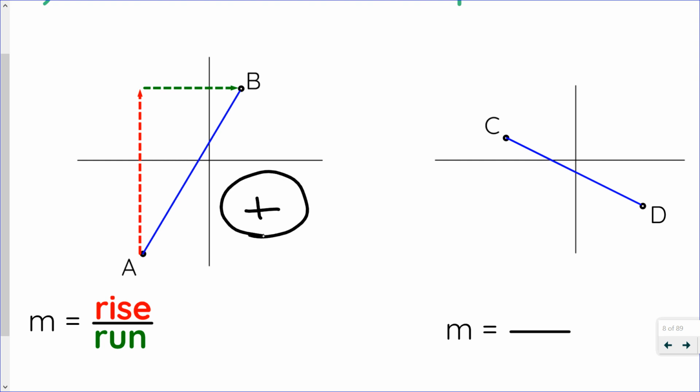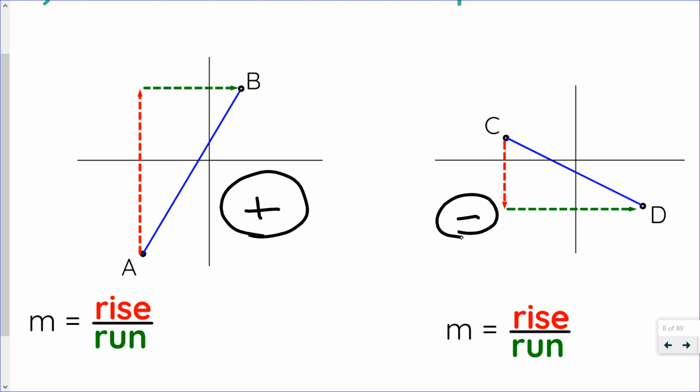In this next example, if I wanted to calculate the slope, again, it's just rise over run. So in this case, reading it from left to right, I would have to go down and then to the right. So down, I would count the difference in my y values. When I go to the right, I would count the difference in my x values. Since I'm going down, this would have a negative slope.